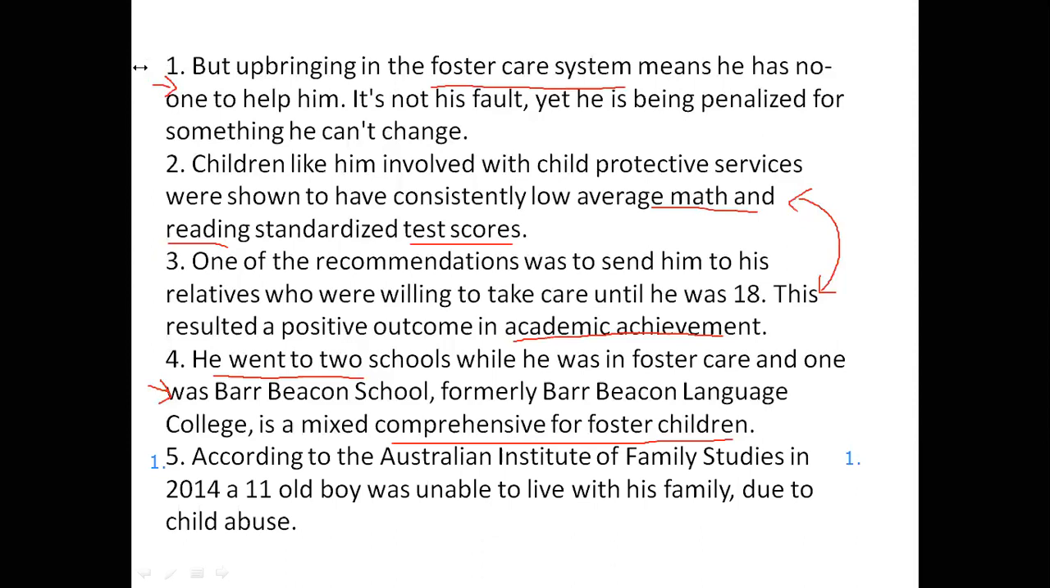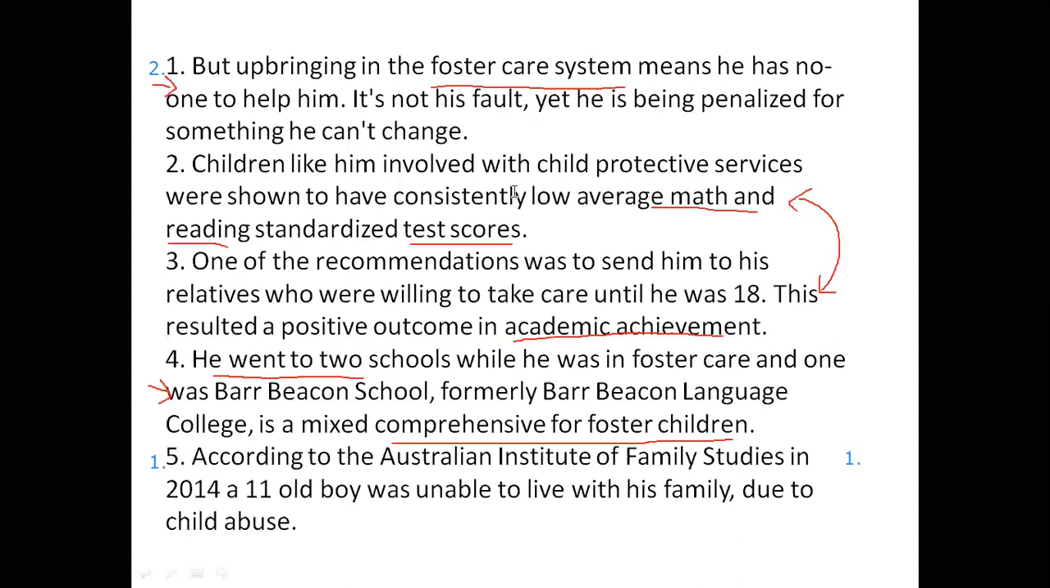Because we have read the paragraph, we now understand a little bit of it. So if he can't live with his family, he will be brought up in the foster care system, which means he has no one to help him. It's not his fault, yet he's being penalized for something he can't change. So now we have found a connection, and we actually managed to find a connection between 1 and 2 as well. So then we move on to find our next sentence.